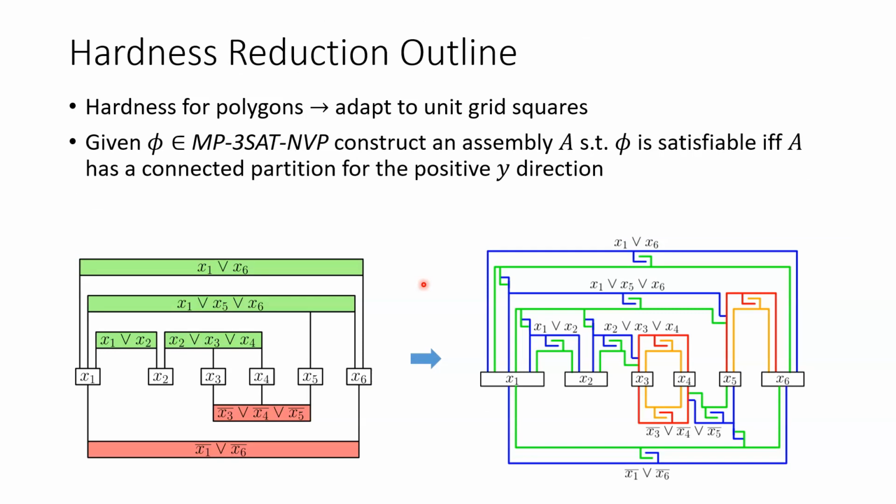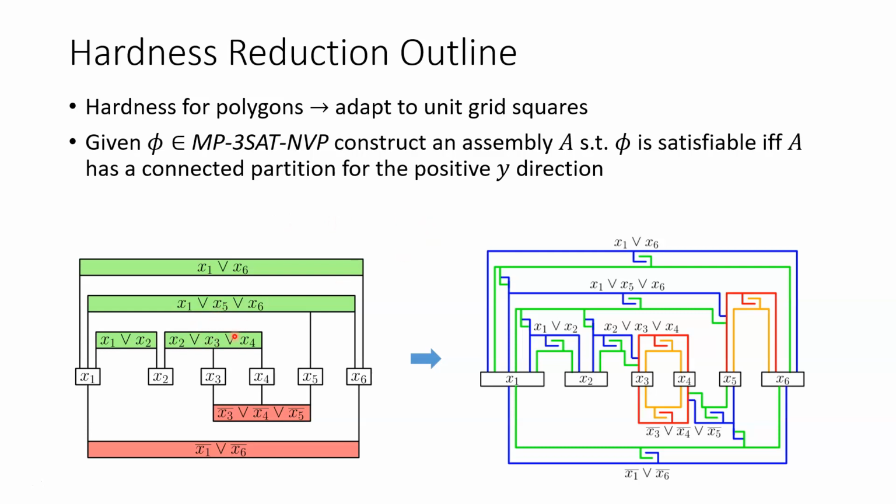I'll give the outline for our reduction. I'll just give you the gist, a small taste of what we did. We actually show hardness for connected partitioning for polygons. Then we adapt the construction for unit grid squares. So given phi, an instance of the planar SAT variant I just described, we construct an assembly A such that phi is satisfiable if and only if A has a connected partition for the positive y direction.